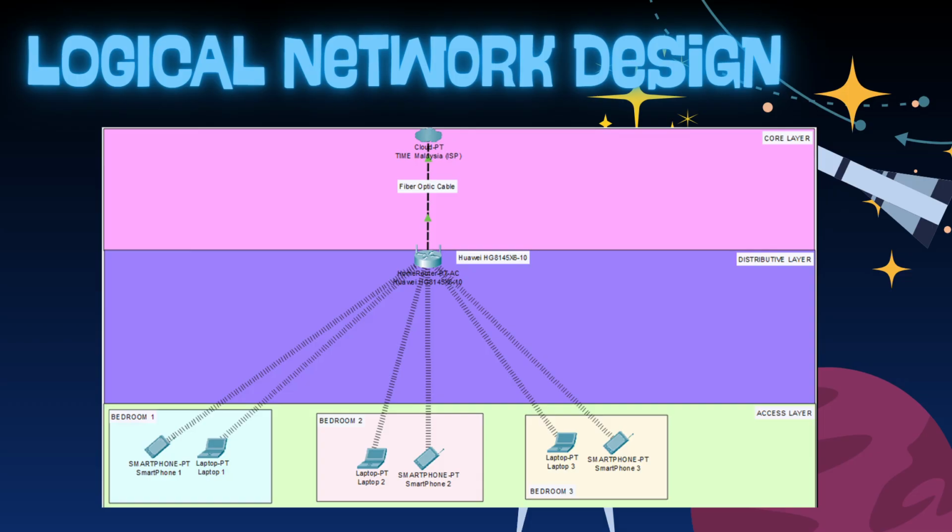The distribution layer, also managed by the ONT, includes intelligent functions like routing, deciding the path for data packets, network address translation (NAT), which allows multiple devices to share one public IP address, DHCP for automatic IP assignment, and basic firewall filtering. Finally, the access layer is the point where end user devices connect, which is provided entirely through the device's Wi-Fi 6 wireless signal.